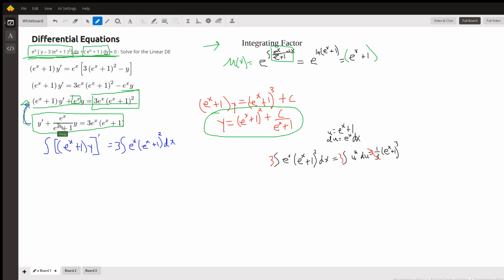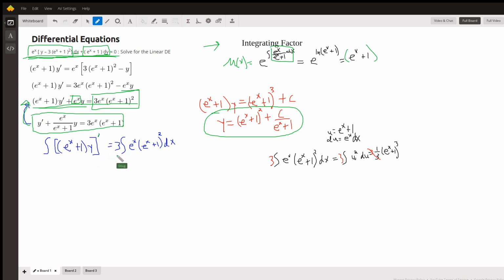So in this form, after I've multiplied by the integrating factor, I can take the integral of both sides, where I've rewritten the left side using the product rule, e to the x plus 1 times y. The derivative of that is this by the product rule, and then the antiderivative is right back to where we started.